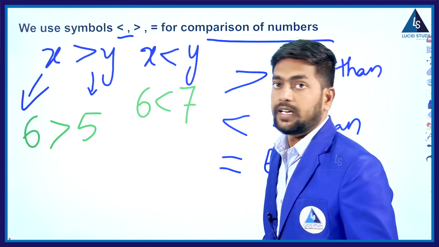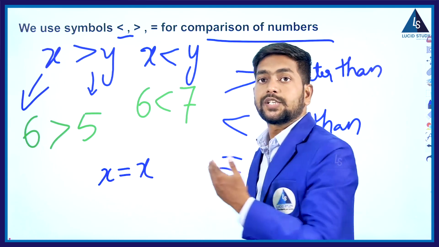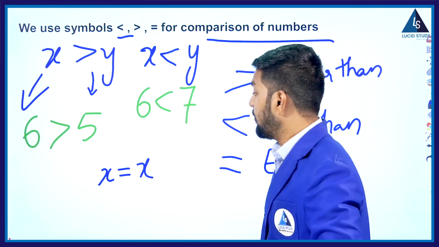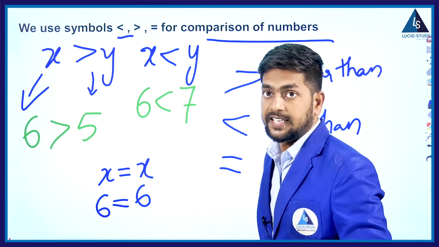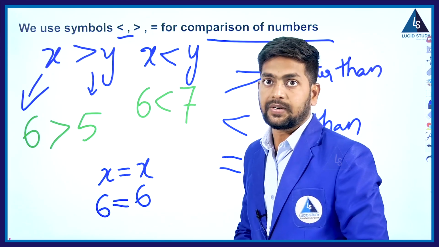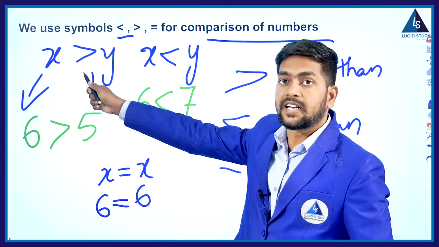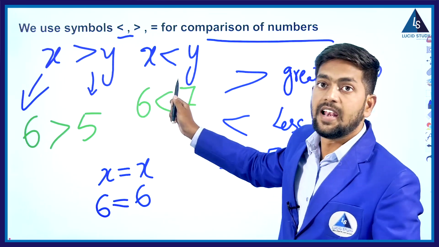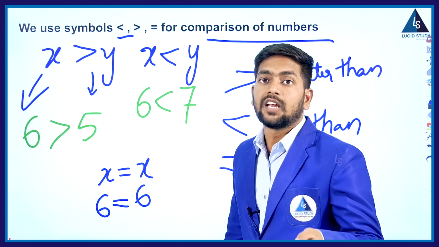Next, we are taking x is equal to x. The value of x is equal to the value of x. So I am taking the value of x as 6. 6 is equal to 6. 6 is not equal to any number other than 6. So this indicates the equal symbol, this indicates the greater than symbol, and this indicates the less than symbol. So here we are using less than, greater than, and equal symbols.